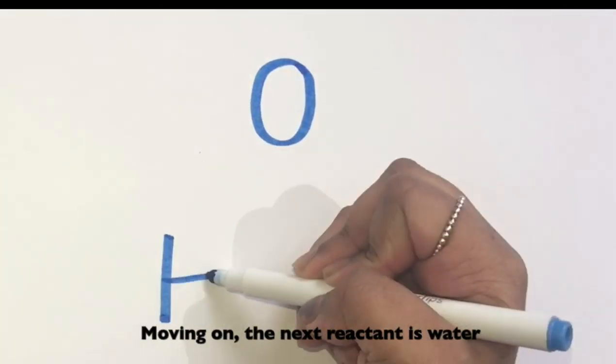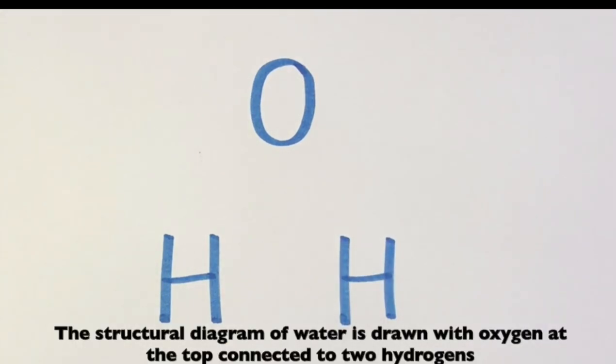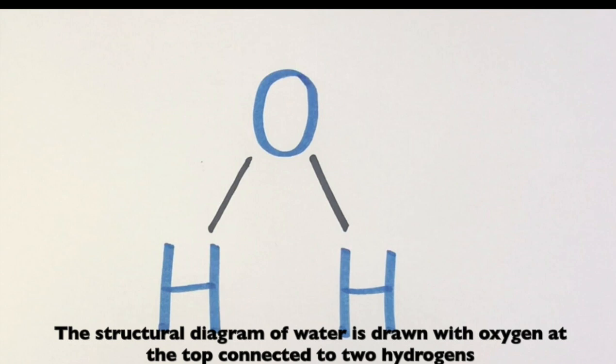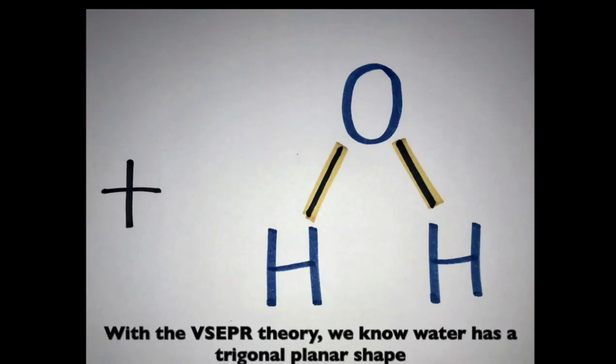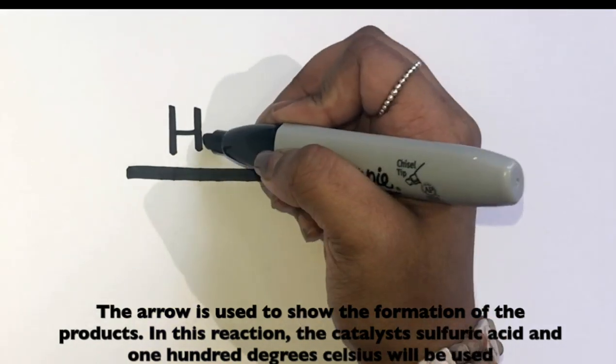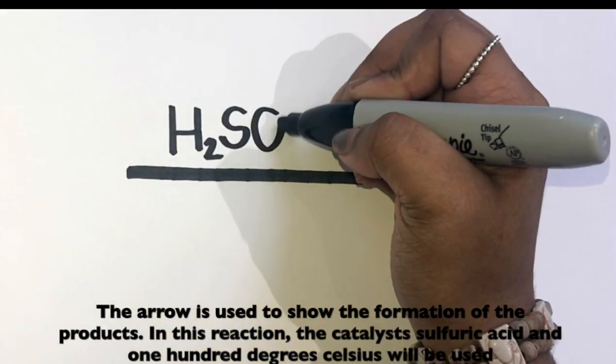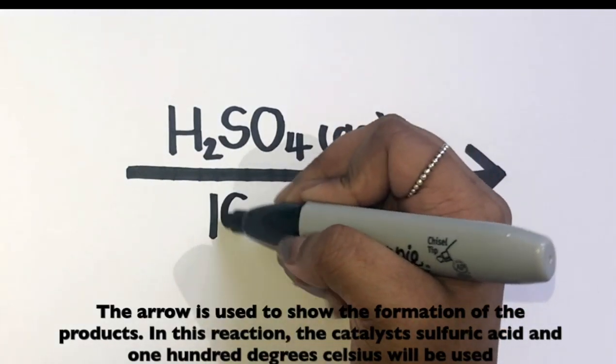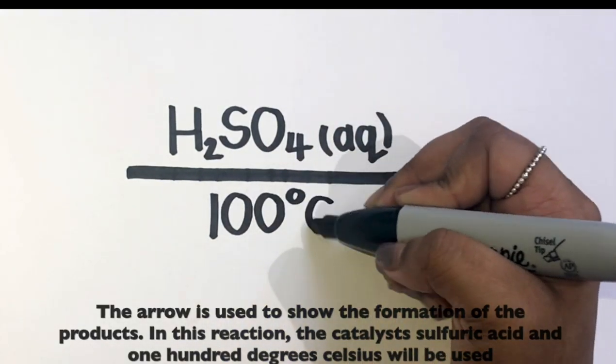Moving on, the next reactant is water. The structural diagram of water is drawn with oxygen at the top connected to 2 hydrogens. With the VSEPR theory, we know water has a trigonal planar shape. The arrow is used to show the formation of the products. In this reaction, the catalyst sulfuric acid at 100 degrees Celsius will be used.